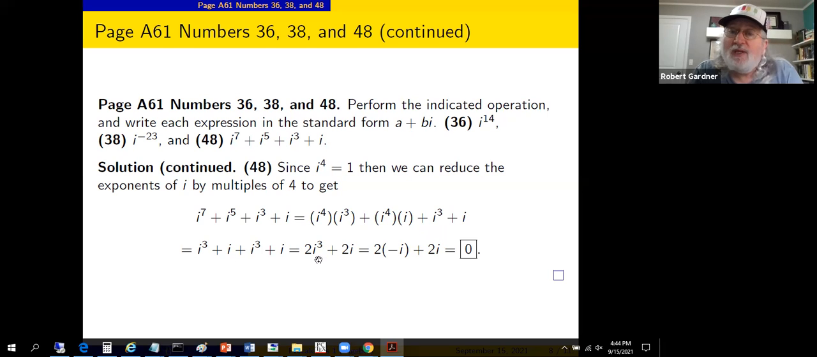You know what I cubed is? It's negative I. It's in the notes that we were talking about. So we've got 2 times negative I plus 2I. Actually, those cancel out and leave you with 0. So sum these, get 0 out.